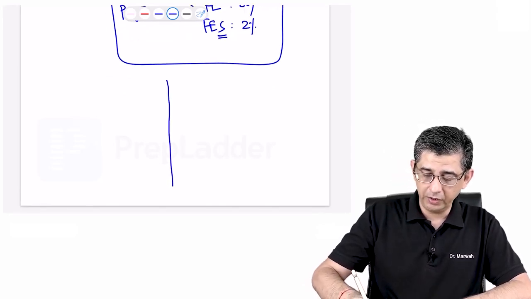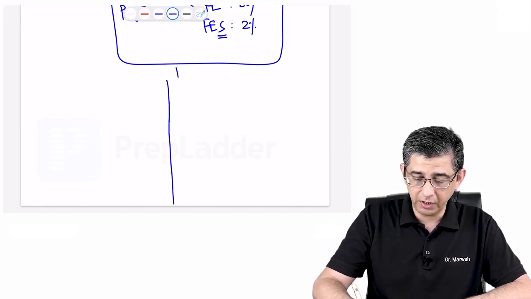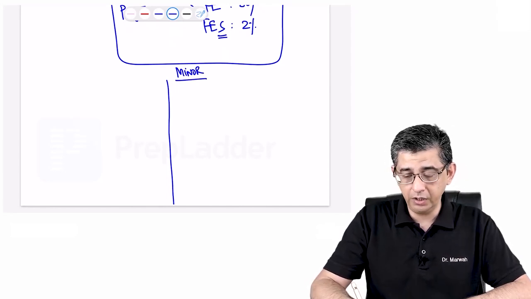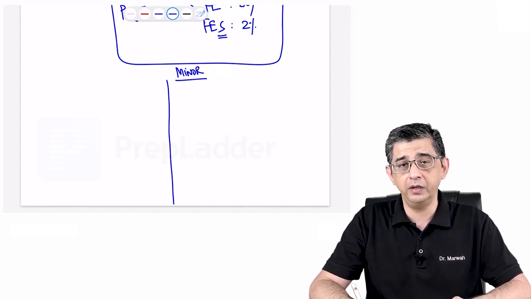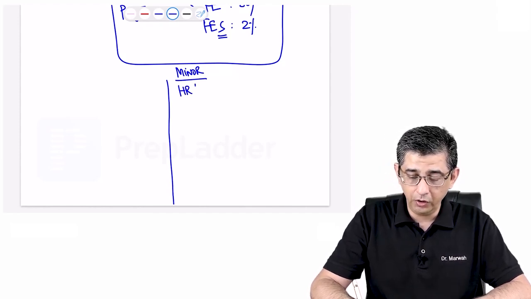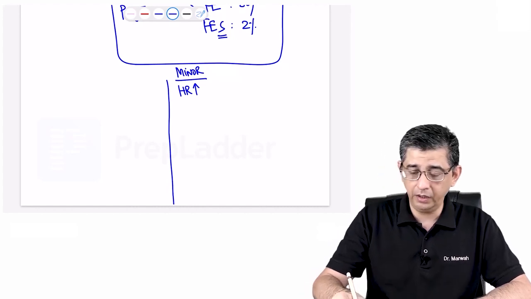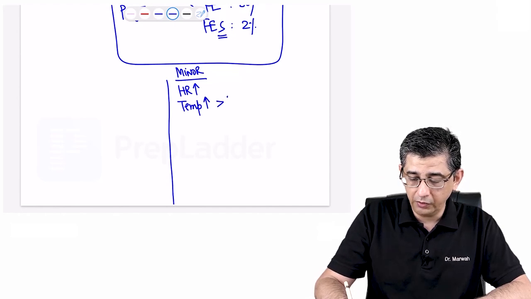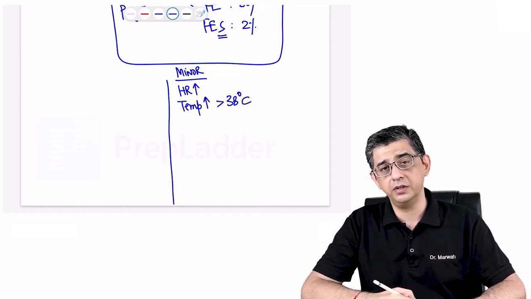So let's have a look at the major and the minor criteria. Since the major ones I have already spoken about, I'll write them subsequently. But initially we will now begin by describing the minor criteria that you will notice. On vital examination, there will be a tachycardia. The patient will also be febrile. So this is supportive evidence that you will notice being given in the question.